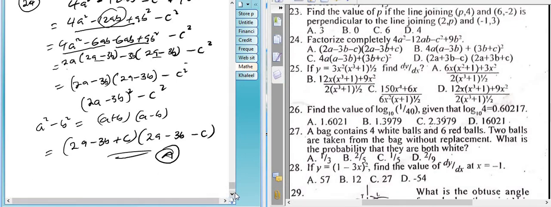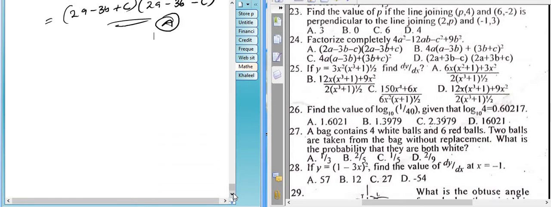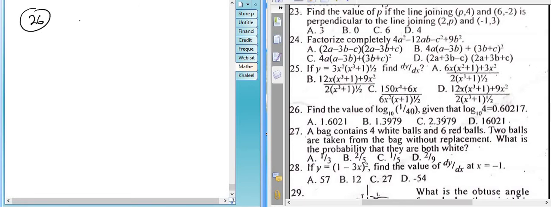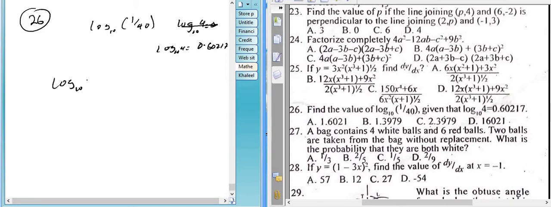So the next question is 26. The next question is 25, but we can skip question 25 and take it after we finish, to minimize time. Question 26: find the value of log₁₀ of 1/40, given that log₁₀ 4 is equal to 0.60217. This equals log₁₀ of 1 over 4 times 10.